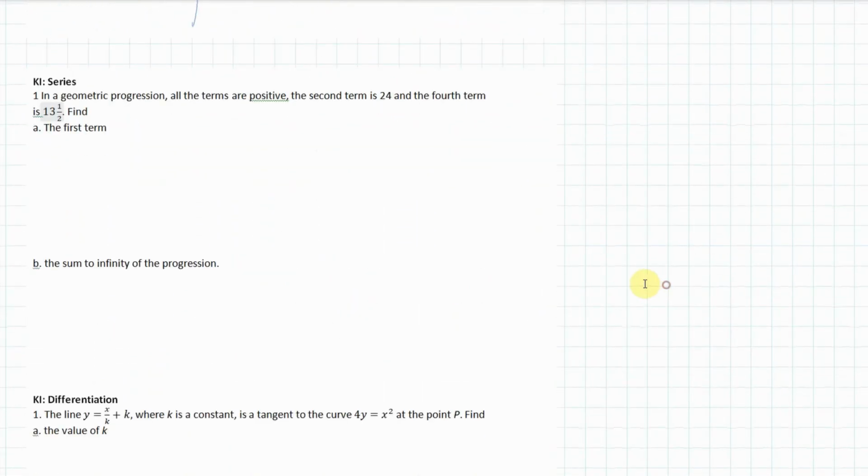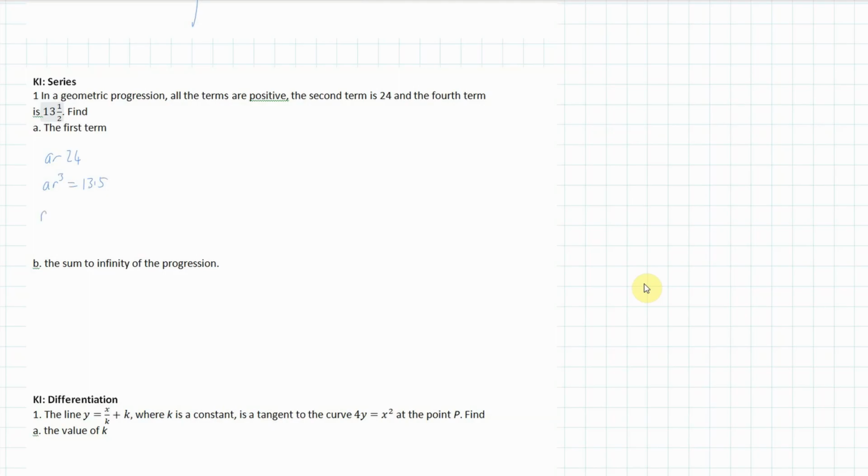Now, we've got a series question here. It's a geometric progression. All the terms are positive. The second term is 24, and the fourth term is 13.5. So we know that ar is 24. We know that ar cubed is 13.5.